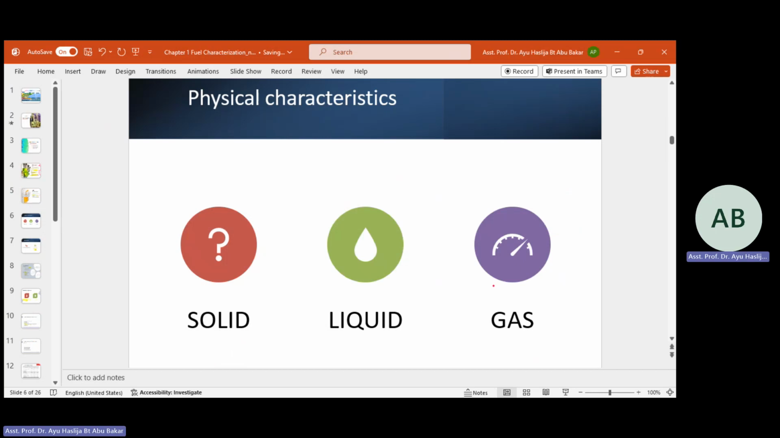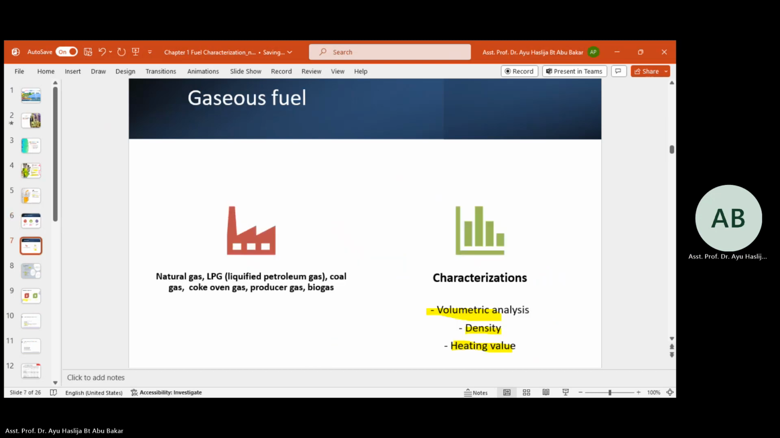Okay, so physical characteristic, this one is the general one. Solid, we have liquid, also the gas. Solid, for example, coal. Gas, perhaps like butane gas. Liquid, maybe diesel, for example. Okay, for gaseous fuel, usually the natural gas, the LPG, coal gas, coke oven gas, producer gas, and biogas.